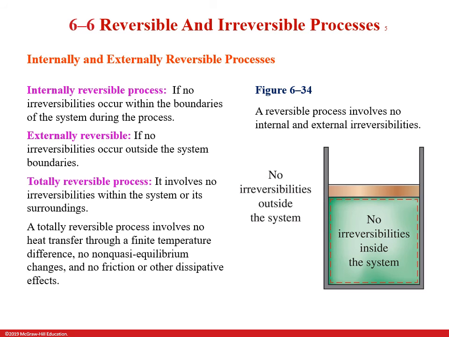Basically, a totally reversible system has no heat transfer through a finite temperature difference. There are no non-quasi-equilibrium changes. So everything's quasi-equilibrium, very slow, right? And then no friction or other dissipative effects. Now remember, in thermodynamics, we're concerned about the difference between states. So we can say it goes from state 1 to state 2 as a reversible process, even though the actual process may not be reversible. And that's part of idealizing the system that you're trying to model.